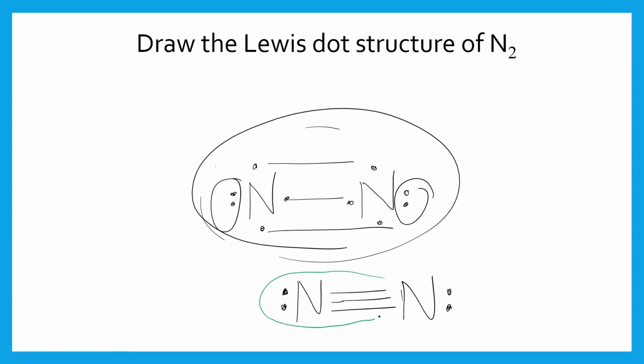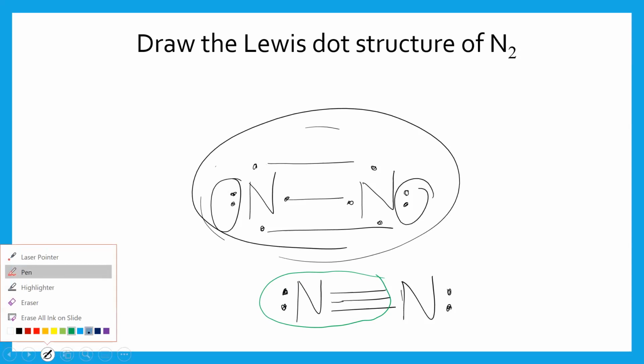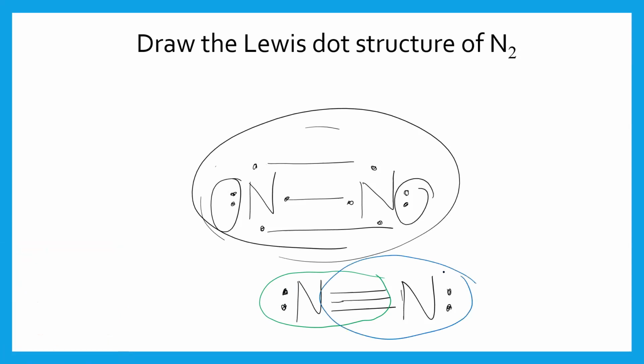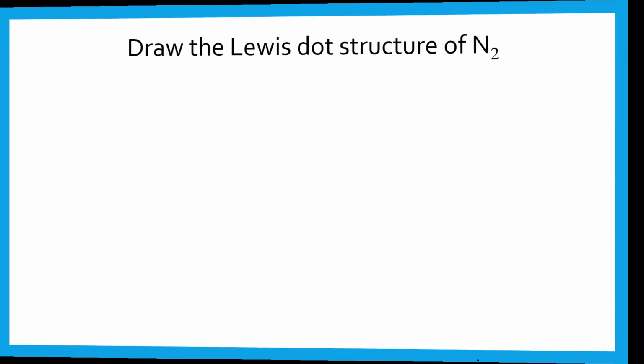This N has 1, 2, 3, 4, 5, 6, 7, 8, because each line is 2 electrons. And then this N has 1, 2, 3, 4, 5, 6, 7, 8. So my final answer is good. Let's just keep trying some because the more you see, the better it's going to turn out for you.